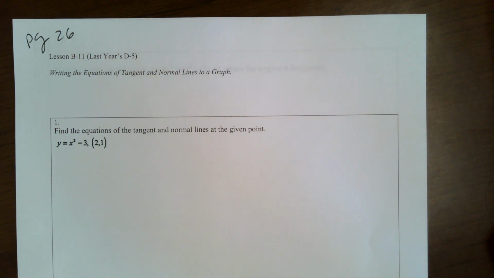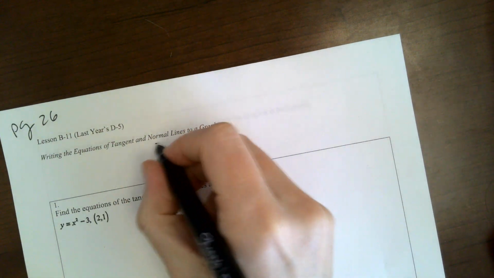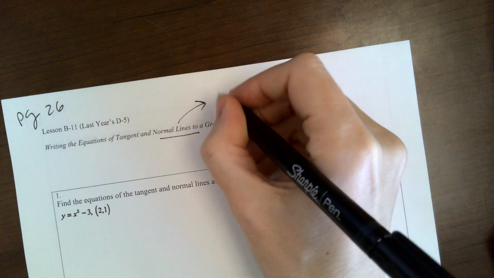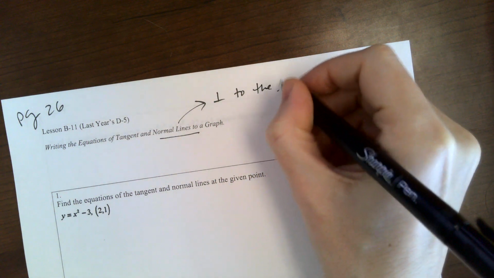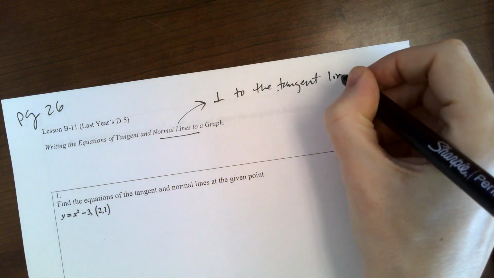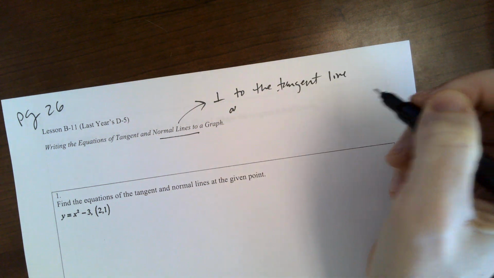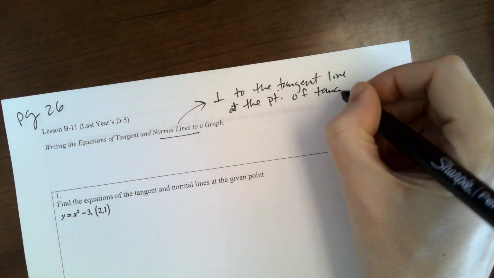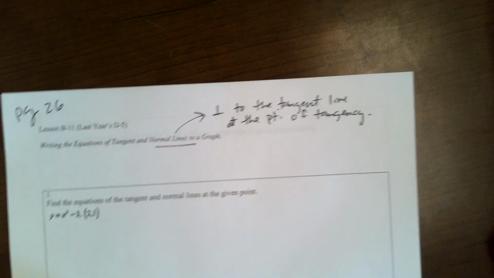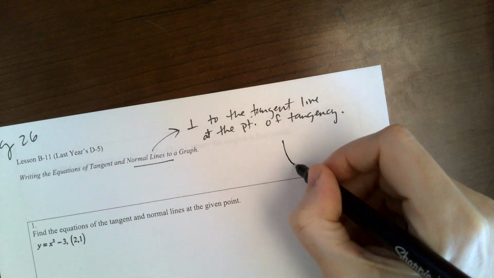Okay, so this is page 26, lesson B-11, writing the equations of tangent and normal lines to a graph. All right, so we know what a tangent line is. A normal line is perpendicular to the tangent line at the point of tangency. Okay, so you've got, let's just do a graph like this.